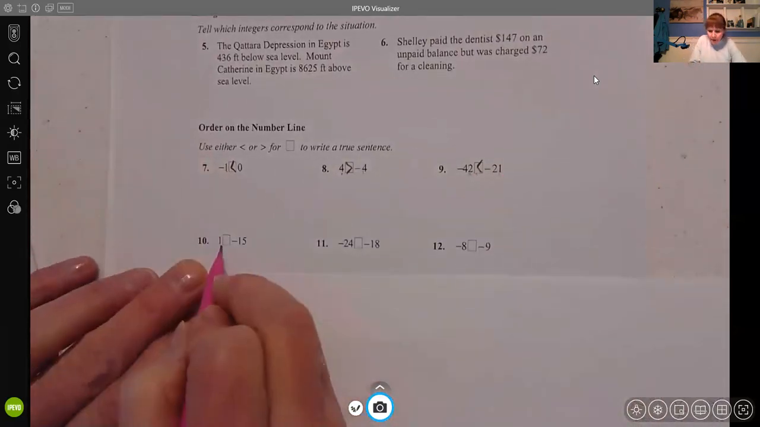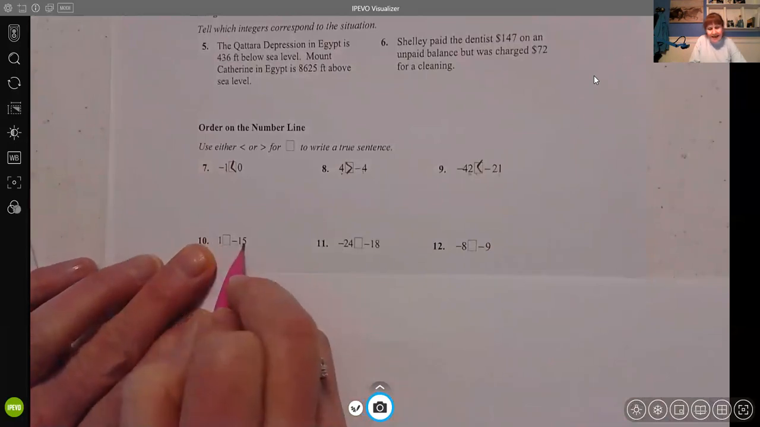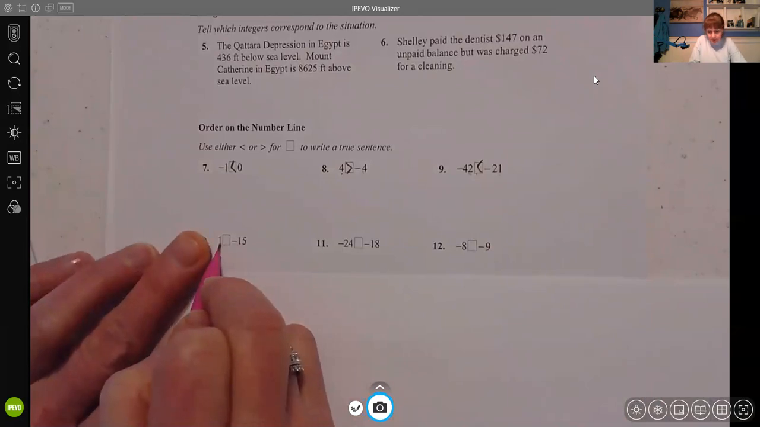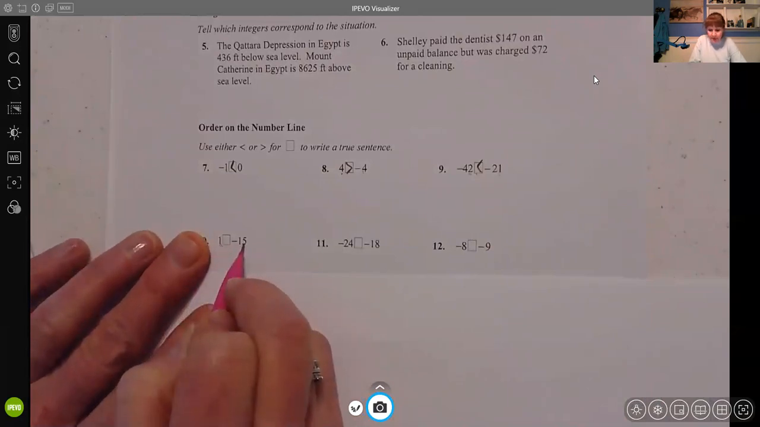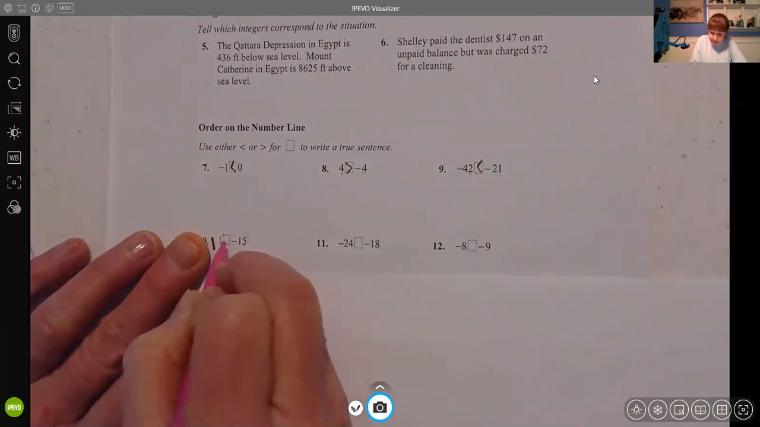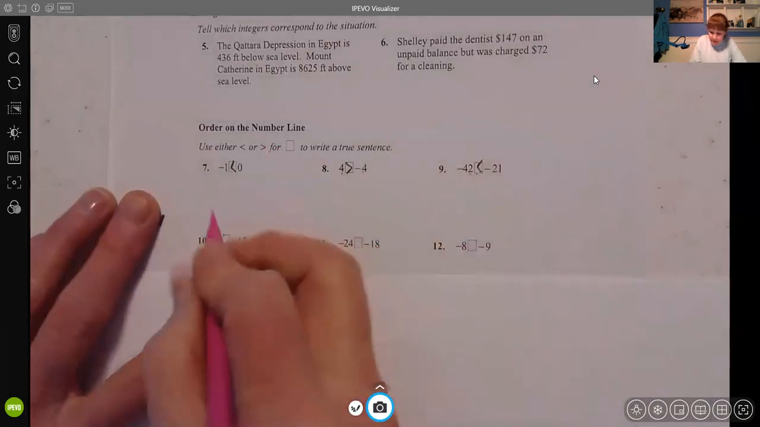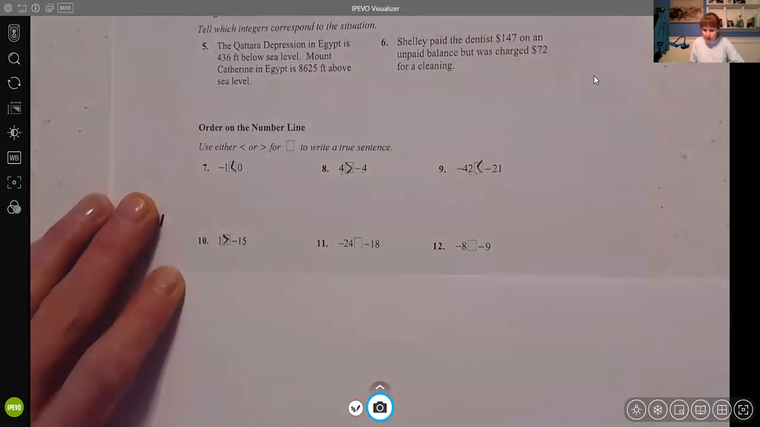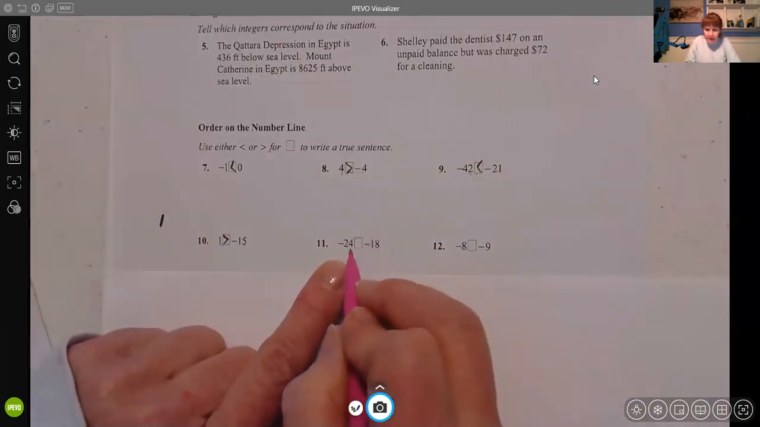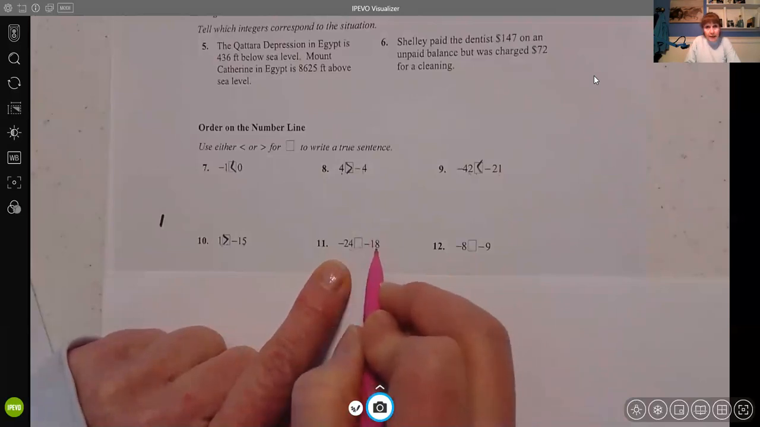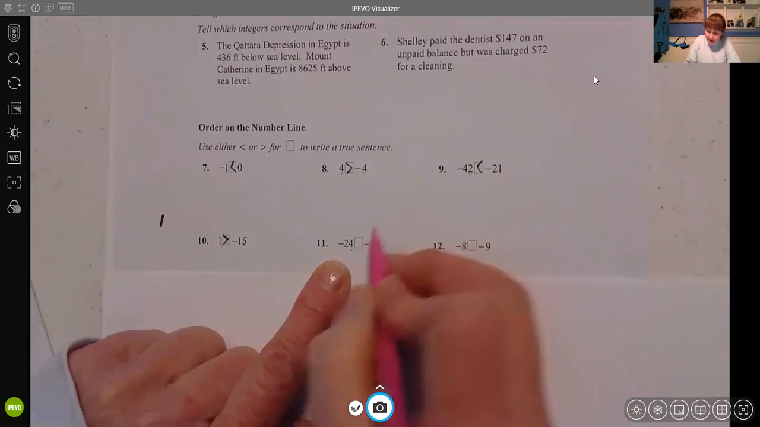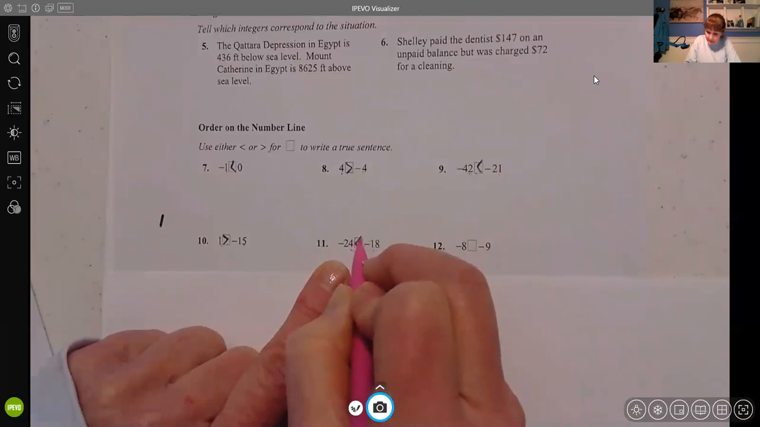Here, 1 is to the right of a -15. This is a positive number. All positive numbers are going to be to the right of any negative number. So this 1 is greater than a -15. Okay, here, negative 24 compared to a negative 18. A negative 24 is to the left of a negative 18, so it's less than.